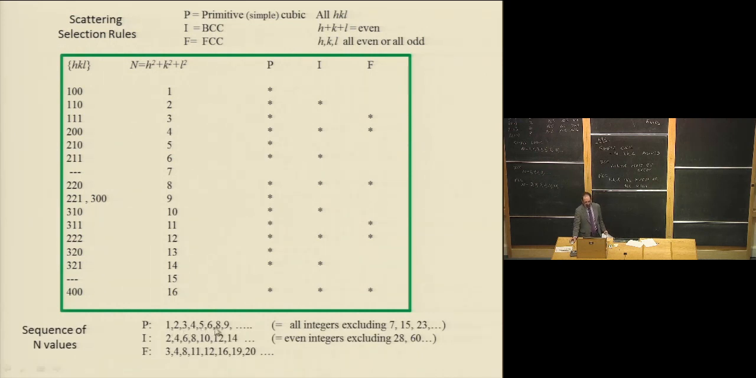1, 2, 3, 4, 5, 6, 8, 9, missing 7, 15, and 23. All even integers excluding 28, 60, and so forth. Actually, it's not a coincidence that 28 happens to be 4 times 7, and 60 happens to be 4 times 15. You can convince yourself why that's true. And then FCC is 3, 4, 8, 11, 12, and so forth.